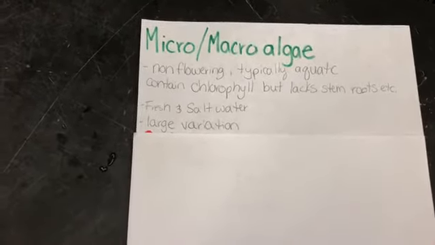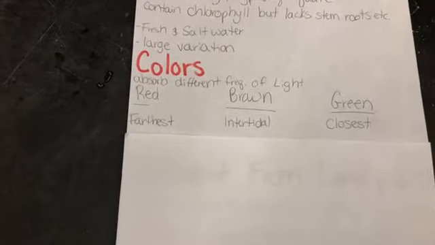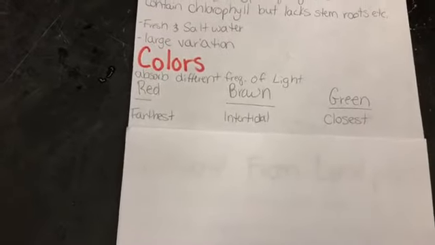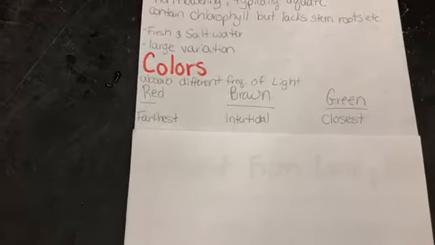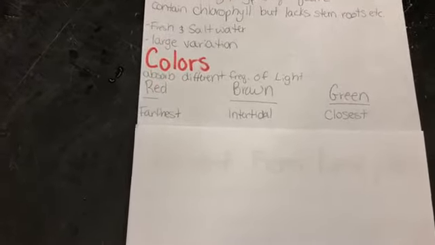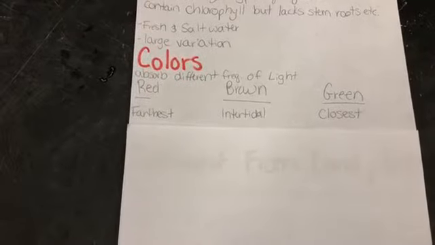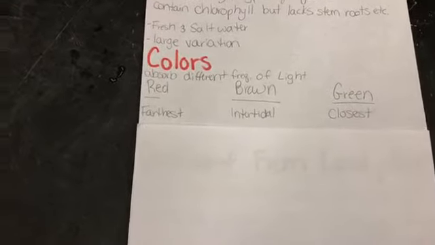For the three different types, they're often found in different areas, but they can also be found close together as well. The red can be found in deeper environments, the furthest away. Out of the three, it needs the lowest level of light. Our brown is intertidal, and it's kind of in between those two different colors. And green needs the most sunlight, and it's often found the closest to the surface and the shore.